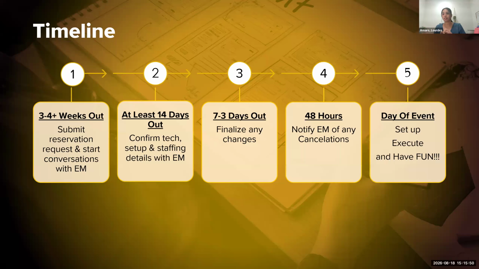And then at least 14 days out, you'll confirm all your setup and tech needs, any staffing details that you might have with us, so that we can get that all coordinated and get those requests sent out for you. And then 7 to 3 days out is when we'll accept any final changes, so any small adjustments that you need to make to your event. That way we can adjust those for you accordingly.